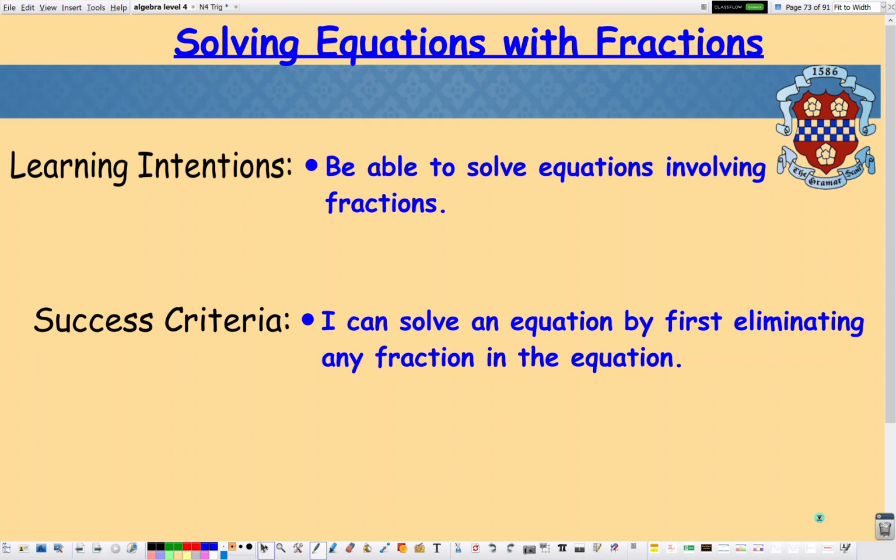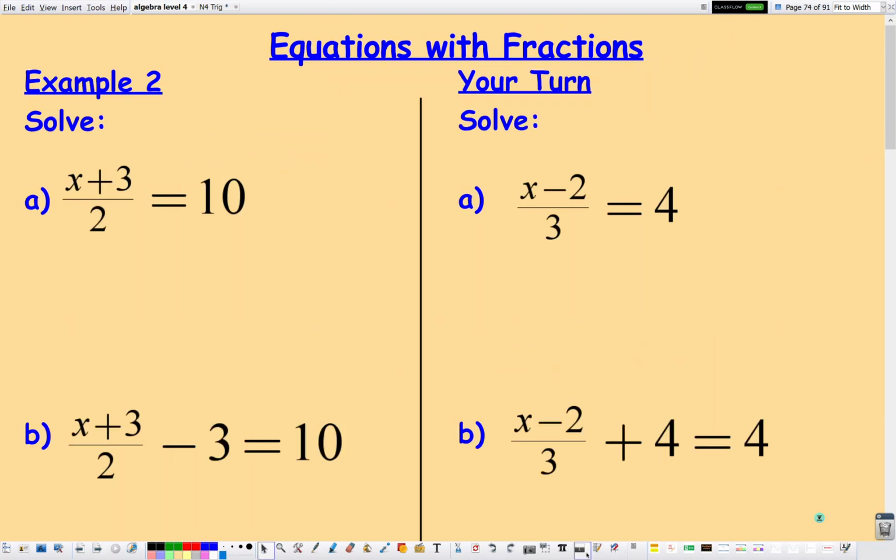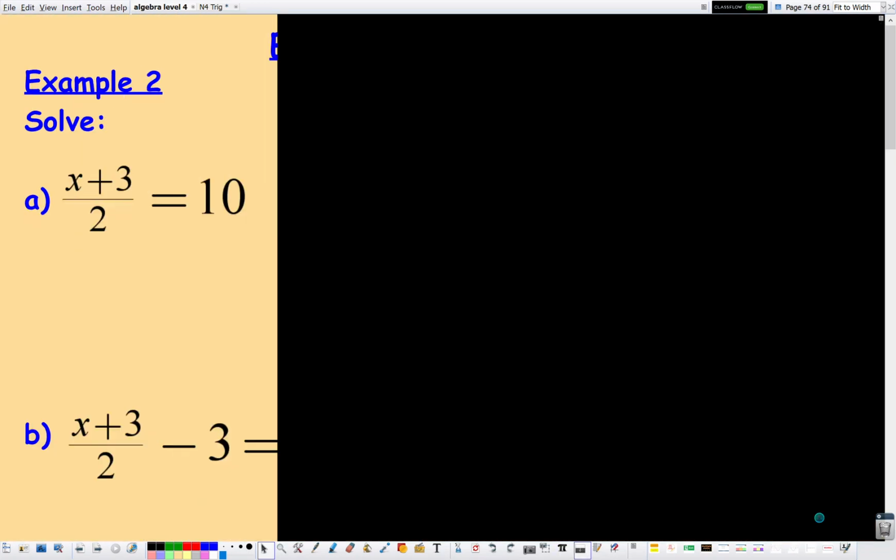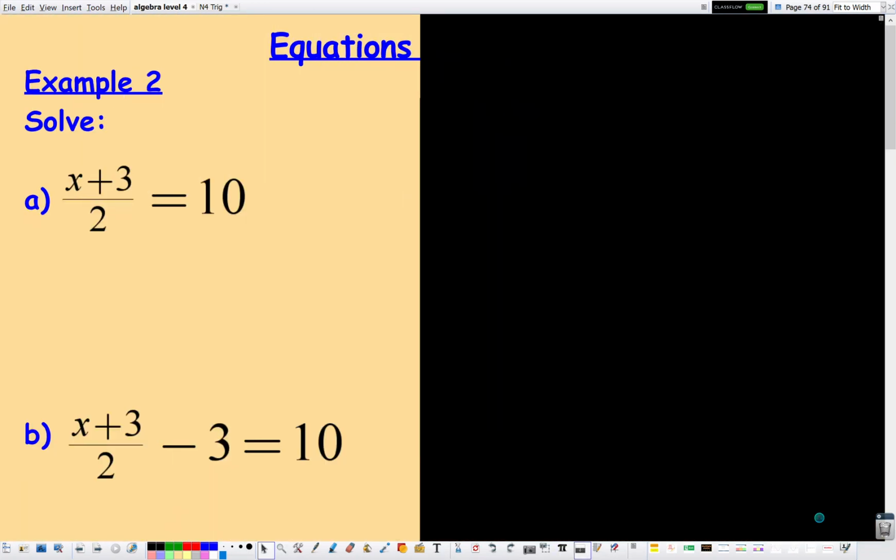Jump to the next page, and I am going to only reveal these two. So what I want you to do just now, please, is take example 2, this is carrying on from yesterday, so example 2 down, and write down example A, this equation, which is x plus 3 all over 2 is equal to 10.